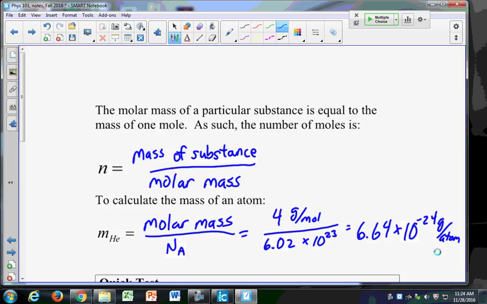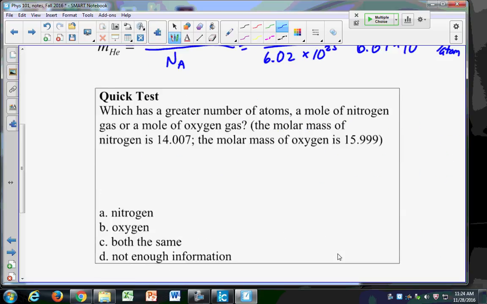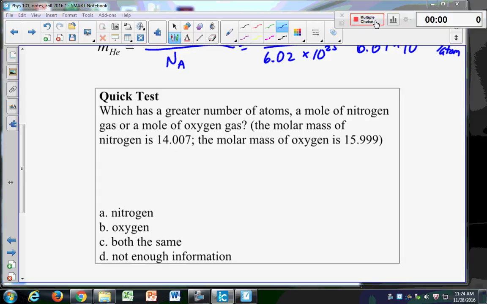All right, let's try this quick test. Which has a greater number of atoms, a mole of nitrogen or a mole of oxygen gas? I give you their molar masses there. Notice oxygen has a bigger molar mass than nitrogen.